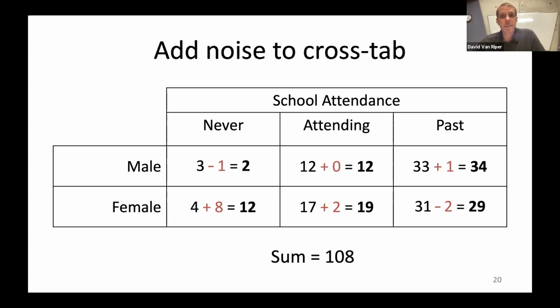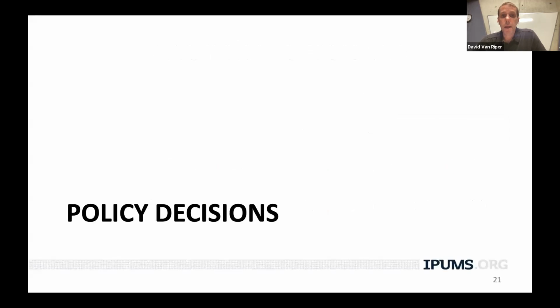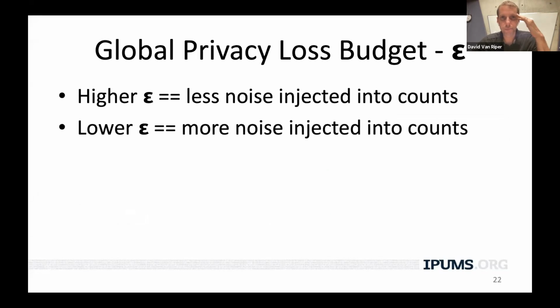And this is a very simplified example of what the Census Bureau is doing for protecting the 2020 decennial counts. But embedded within what I just talked about, there's a ton of policy decisions that I want to talk about now that will hopefully help you understand why you might be seeing the counts that you're seeing in the 2020 data. So the first thing the Bureau has to decide on is the global privacy loss budget. So how much noise do they want to inject into the counts? And this is that value of epsilon. Higher epsilon equals less noise. Lower epsilon equals more noise.